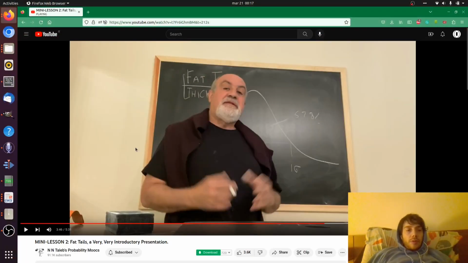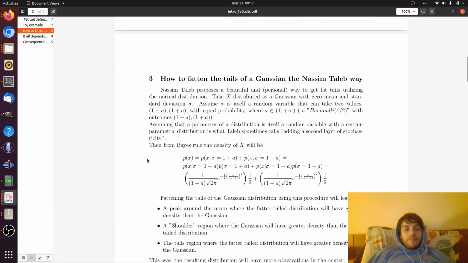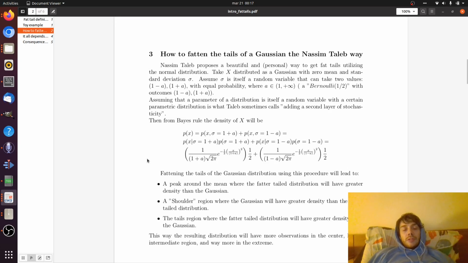Okay, so here, the important thing to understand is that Taleb has a personal and beautiful and elegant way to fatten the tails of a Gaussian. So when he says if we fatten the tail of a Gaussian, this and this will happen, he has in mind a very specific way of doing it. This way of doing it is by, as he says, adding a second layer of stochasticity to the Gaussian distribution.